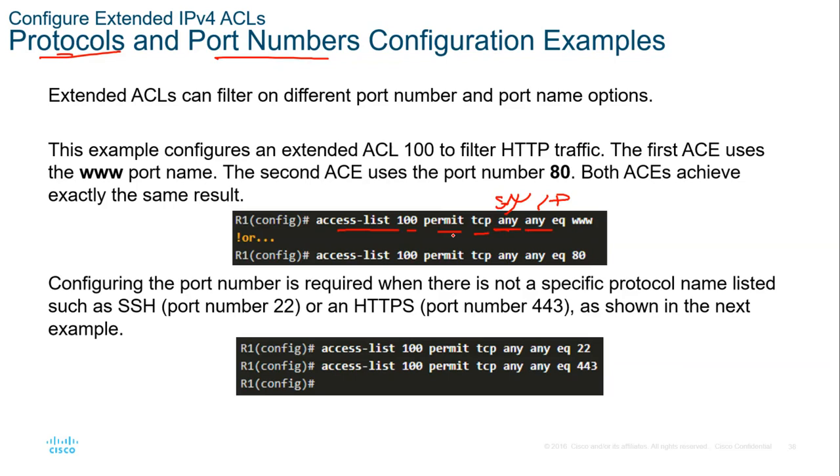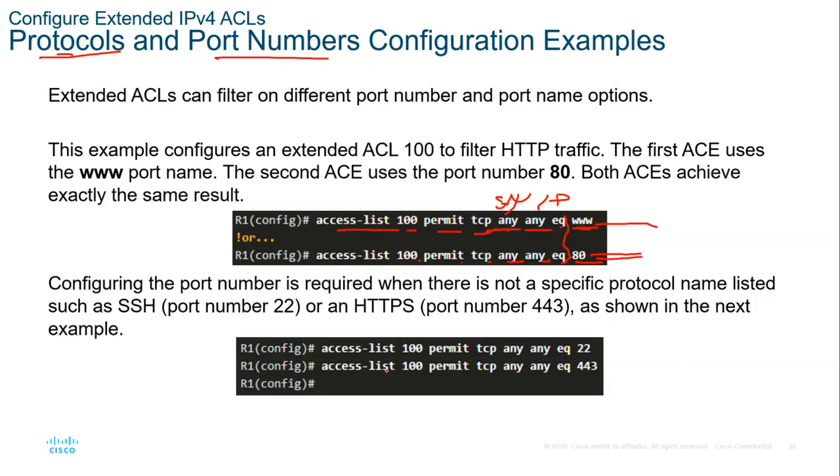Remember we had said that in extended, it's a must: you have to state the source network address and then the destination network address. So here it's equivalent. With the TCP protocol, what we're trying to permit is World Wide Web. Or you can do it vice versa: access list 100, permit TCP any. As you can see, they are the same, but one uses the port number and the other uses the protocol.